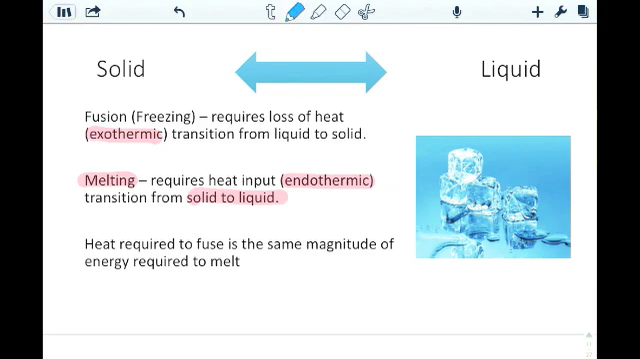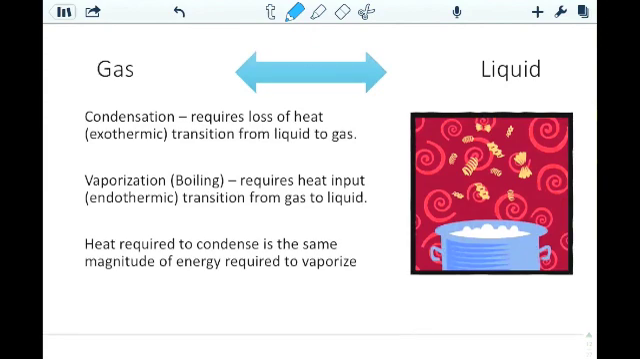So basically what it means is the same energy that is required to freeze is the same energy that's required to melt. It's the same amount of energy, it's just what direction that heat is going. Next is gas, liquid, liquid, gas.